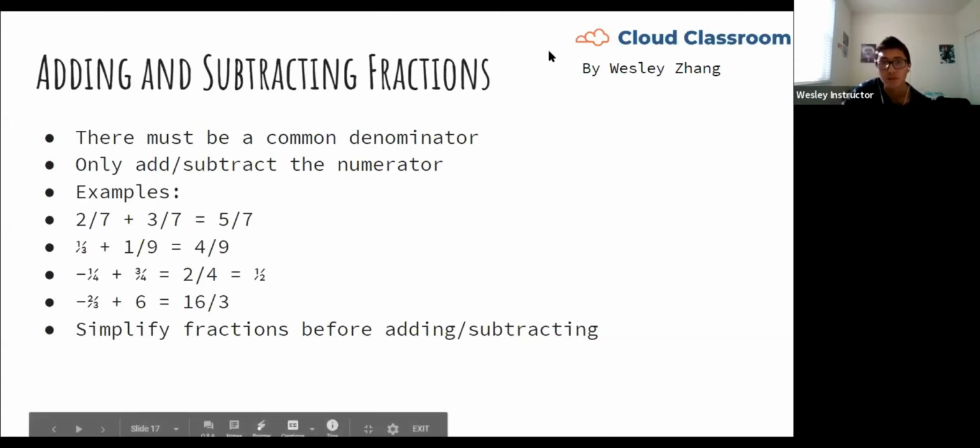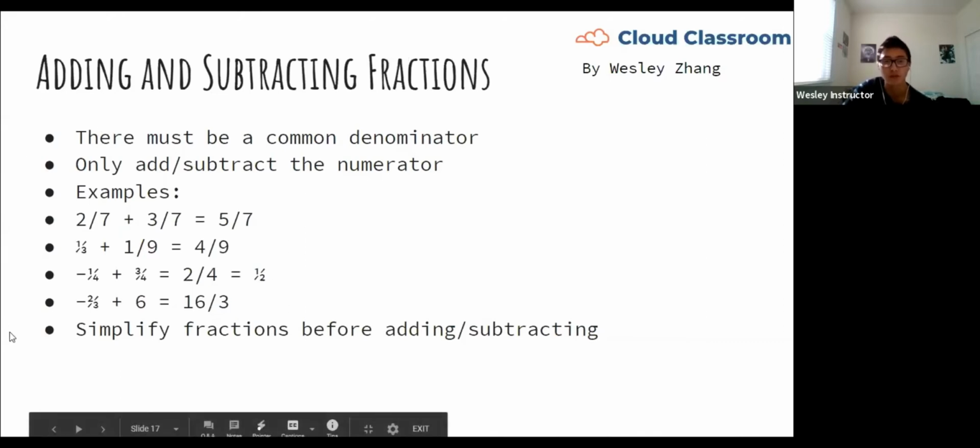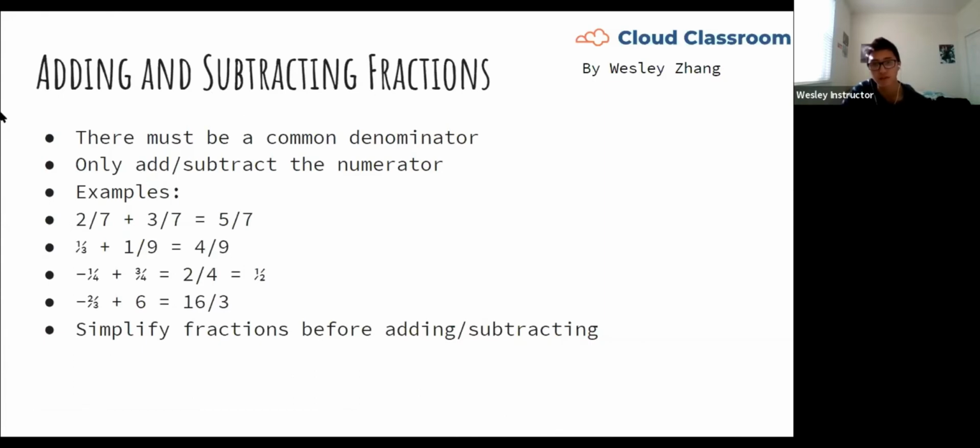All right, so last time we left off at adding and subtracting fractions. So we went over the slide already, but I'll go over it again. There must be a common denominator when you add and subtract. It's not like multiplying and dividing. So 2/7 plus 3/7, that's 5/7.